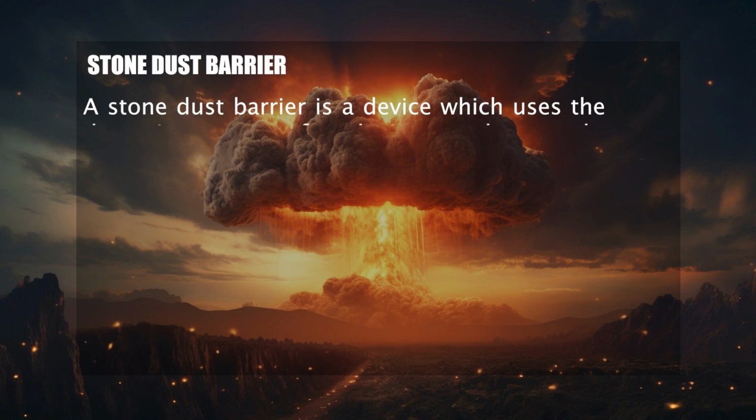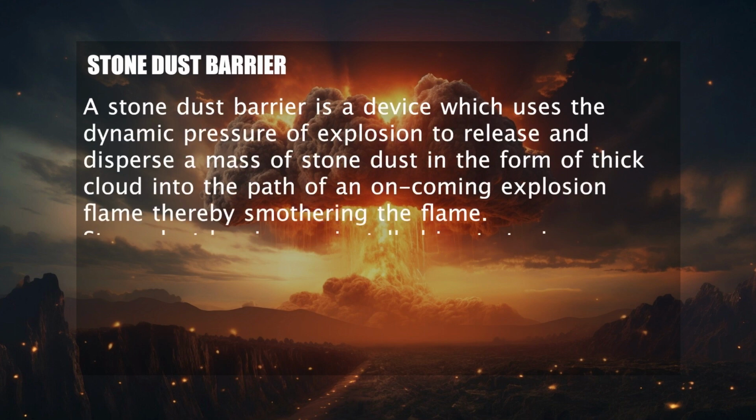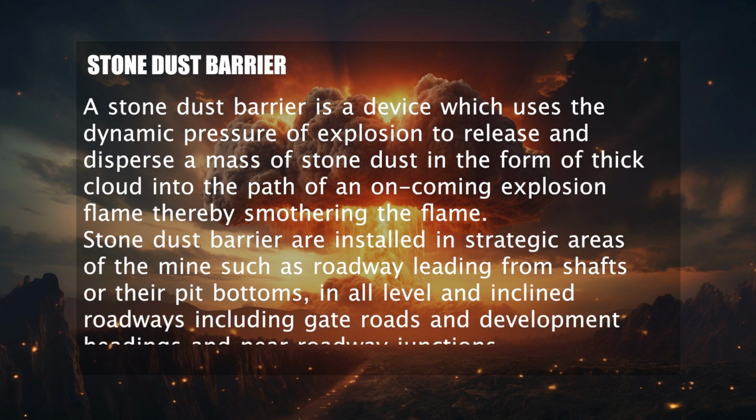A stone dust barrier is a device which uses the dynamic pressure of explosion to release and disperse a mass of stone dust in the form of a thick cloud into the path of an oncoming explosion flame, thereby smothering the flame. Stone dust barriers are installed in strategic areas of the mine, such as roadways leading from shafts or their pit bottoms, in all level and inclined roadways including gate roads and development headings, and near roadway junctions.